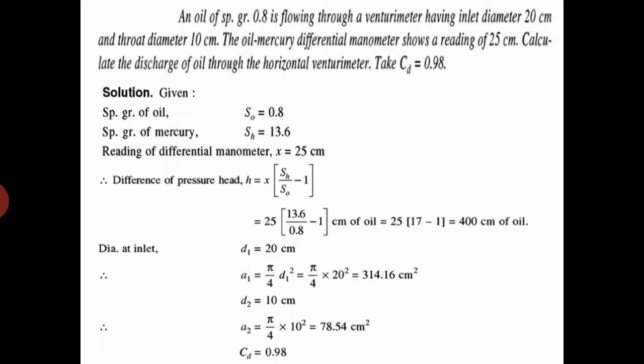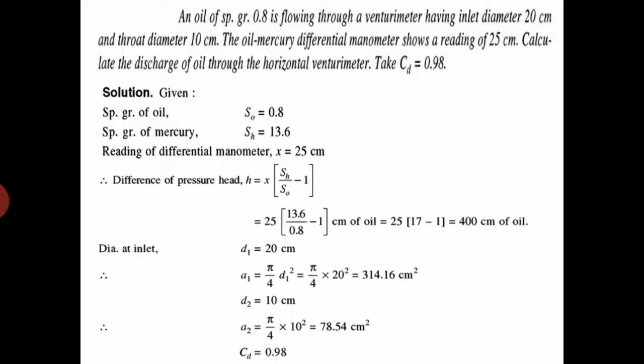Now the next numerical. An oil of specific gravity 0.8 is flowing through a venturimeter having inlet diameter 20 centimeter and throat diameter 10 centimeter. The oil mercury differential manometer shows a reading of 25 centimeter. Calculate the discharge of oil through the horizontal venturimeter. Take the value of CD is equal to 0.98. So let us see what is the data being given to us. First of all, the liquid which is flowing through the pipe is oil of specific gravity of 0.8. In the previous numerical, we were having water as the liquid which was flowing through the pipe.